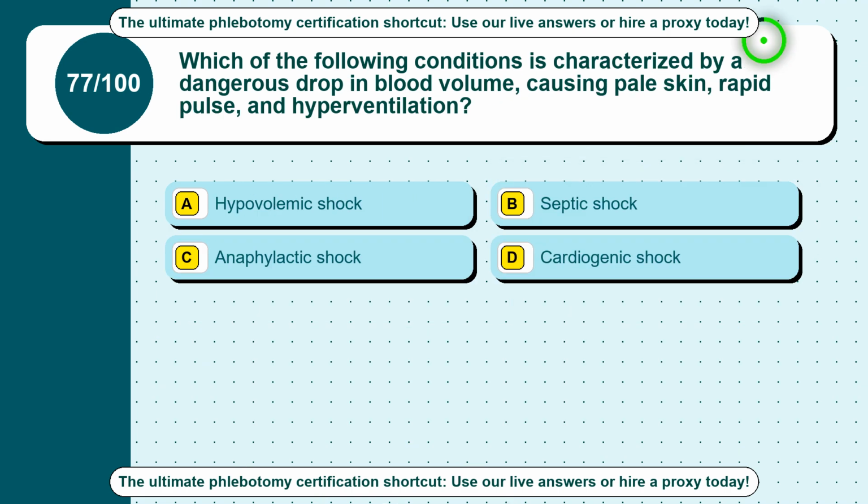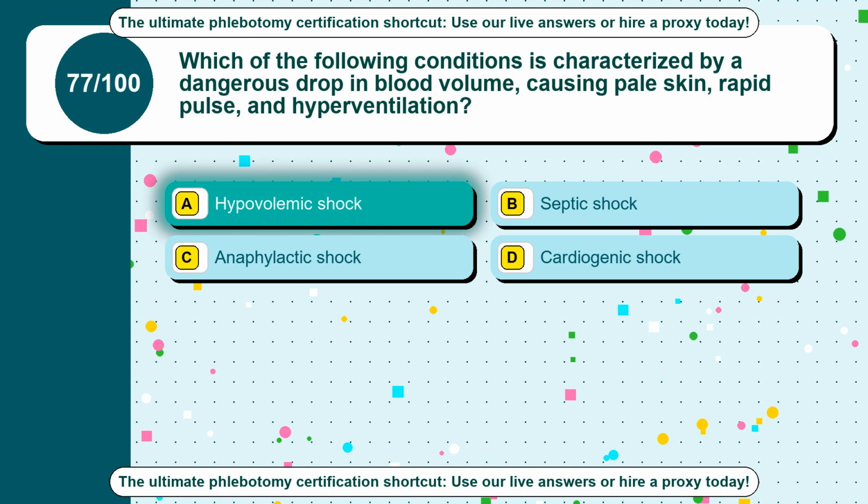Question 77. Which of the following conditions is characterized by a dangerous drop in blood volume, causing pale skin, rapid pulse, and hyperventilation? Option A, hypovolemic shock. Option B, septic shock. Option C, anaphylactic shock. Option D, cardiogenic shock. The correct answer is option A, hypovolemic shock.